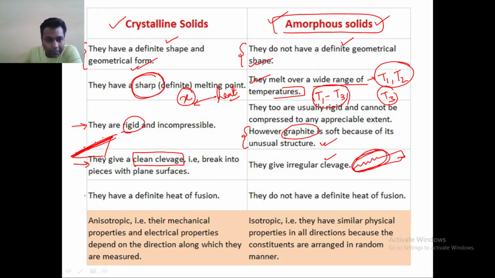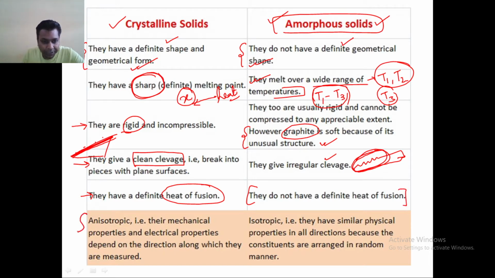Then the second last point is that they have a definite heat of fusion. Okay, it means that at a particular temperature they will be fused; whenever you supply the heat, they will change state. Heat of fusion is concerned with that. And in the case of amorphous solids, they do not have a definite heat of fusion.